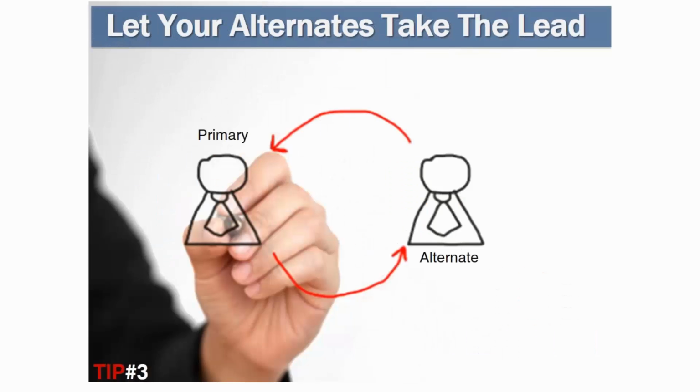Third tip, oops, I'm jumping the gun. Third tip is to let your alternate take the lead.